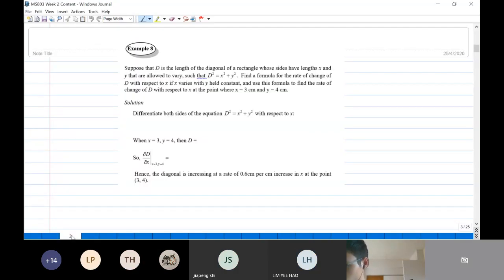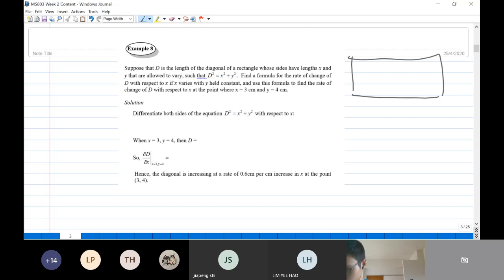All right, so this is example 8. What is example 8 all about? Suppose that this is the length of the diagonal of a rectangle. So you know how a rectangle looks like. So this rectangle.